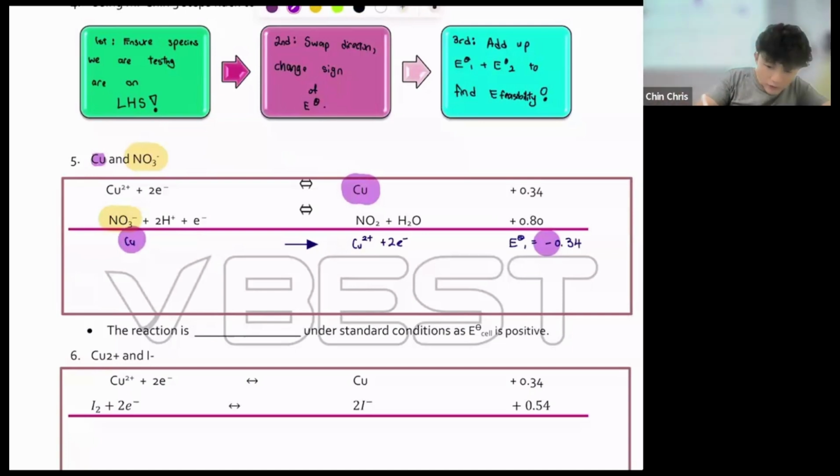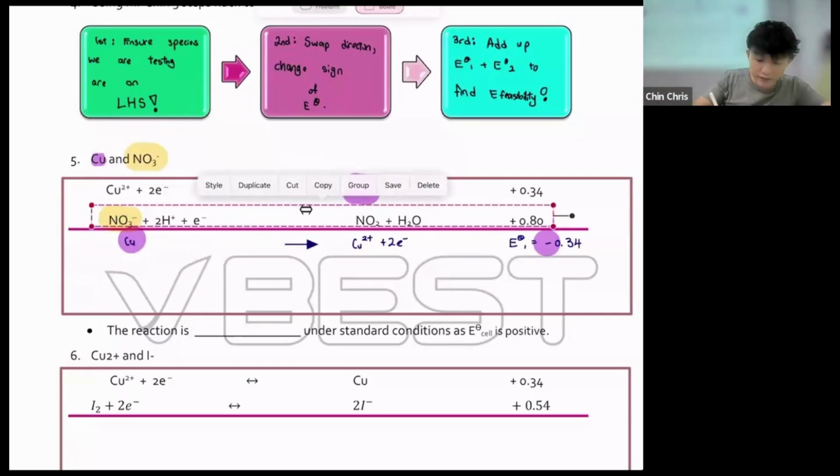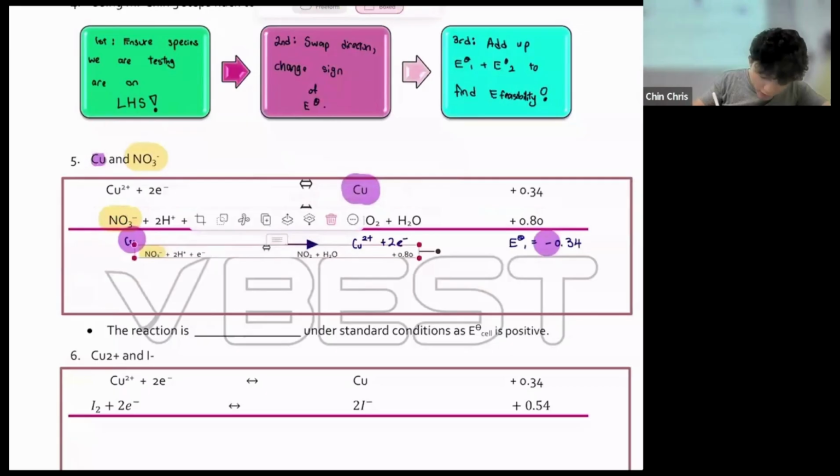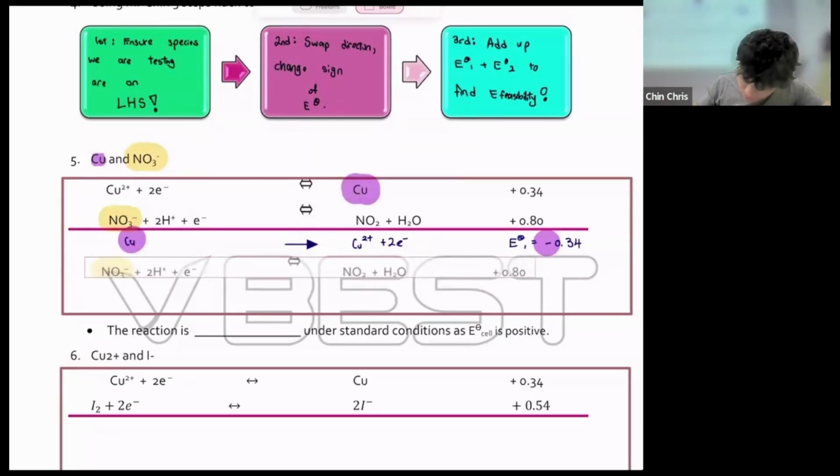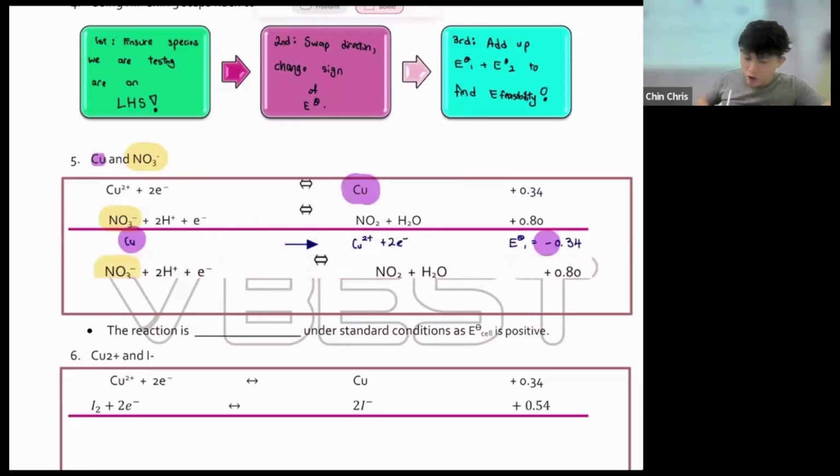All right, guys, second is to get your second equation. You don't have to flip it, right? It's already the same, so just rewrite it one more time. Because you don't need to flip it, it's already on your left hand side. Correct. That's your E naught 2.